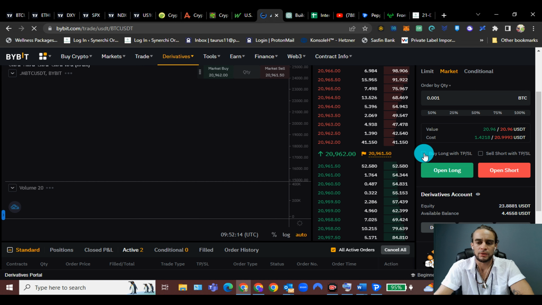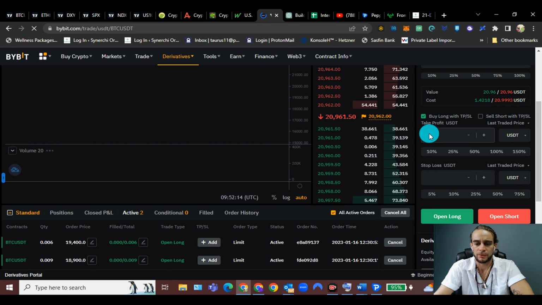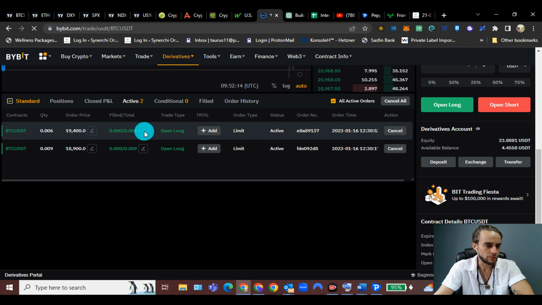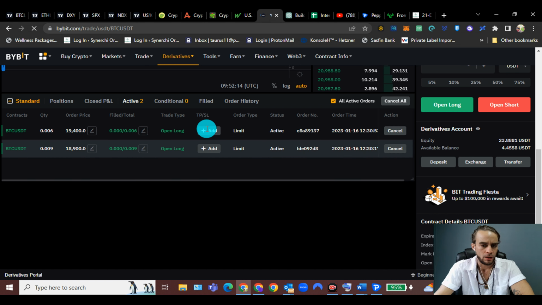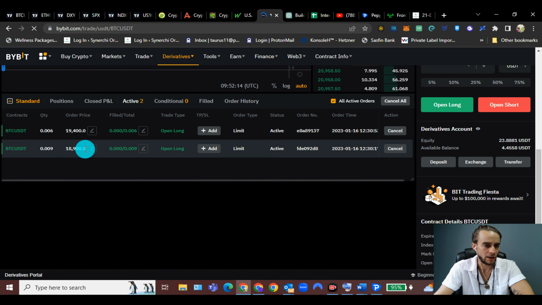You would be able to enter a take profit and stop loss position by entering in whatever prices you wanted here, or a percentage of where you're looking at. And then all you do is you come over and you click open long. So as you can see here, I've got two positions that are waiting on this account. One is at 19,400 and one at 18,900.